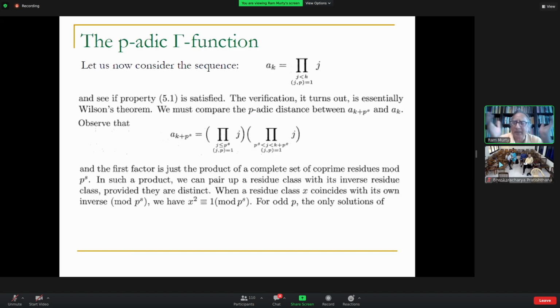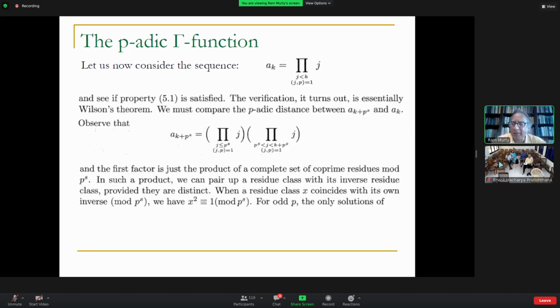Now remember, in an abelian group, if you take the product of all the elements of the group, you can pair up the element g with g inverse. And since it's an abelian group, the product will turn out to be 1.